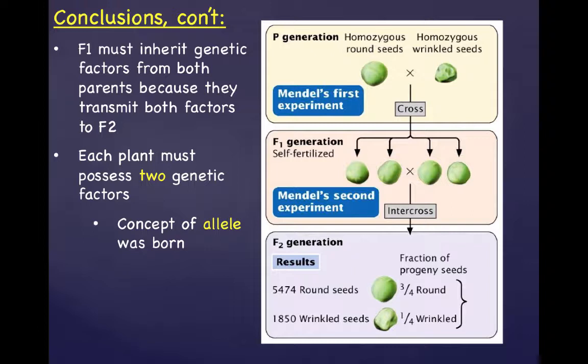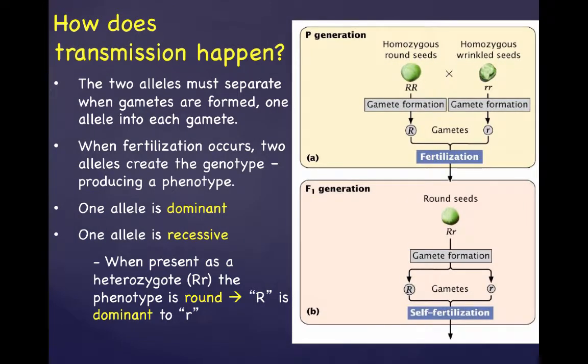So he then went on to conclude that each plant actually will possess two genetic factors. And this is where the concept of the allele was born. So the allele is still coding for the same trait, there's just different versions of that trait. So then Mendel really started to look at how transmission happens. So how these traits are passed from one generation to the next.